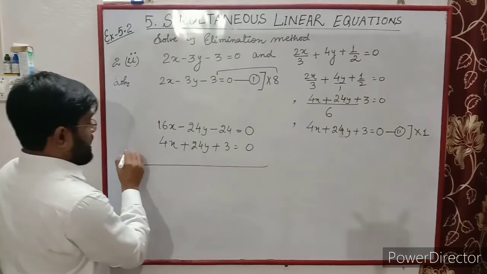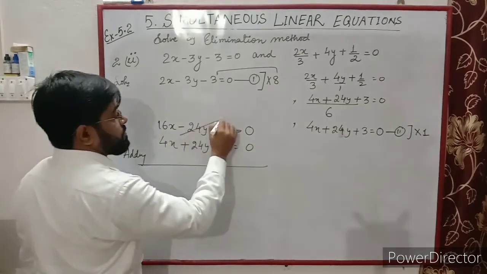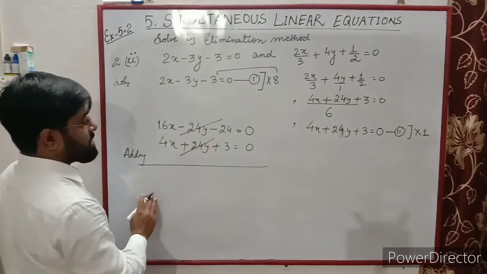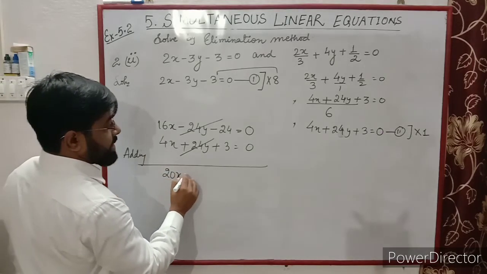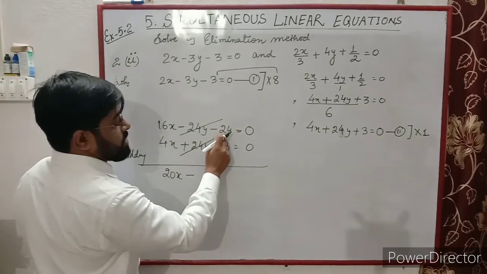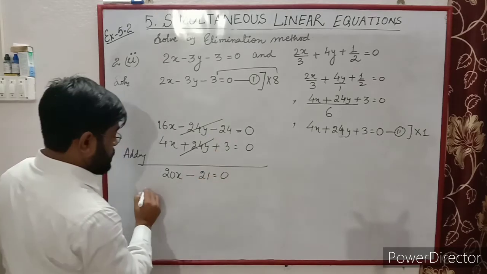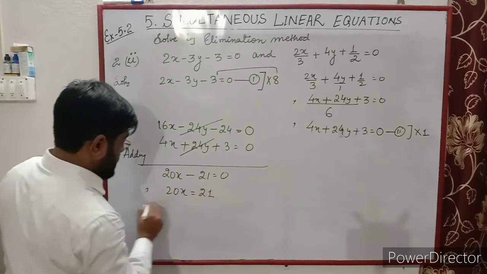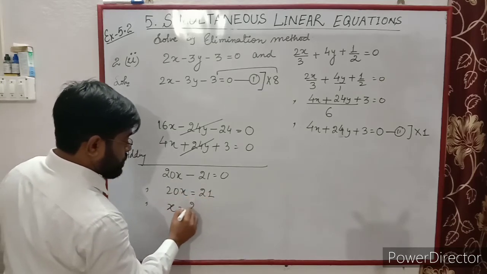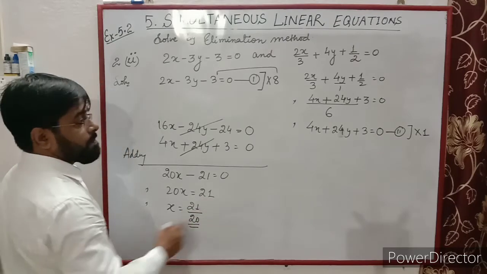Now adding. Minus 24y plus 24y cancelled out. 16 plus 4, 20x, minus 24 plus 3, we have minus 21 is equal to 0. So 20x is equal to 21. So x is equal to 21 by 20. This is the value of x.